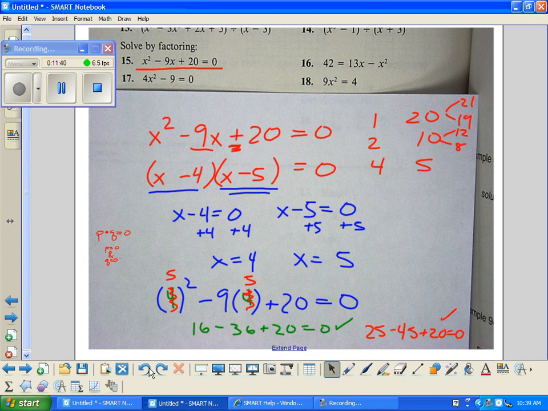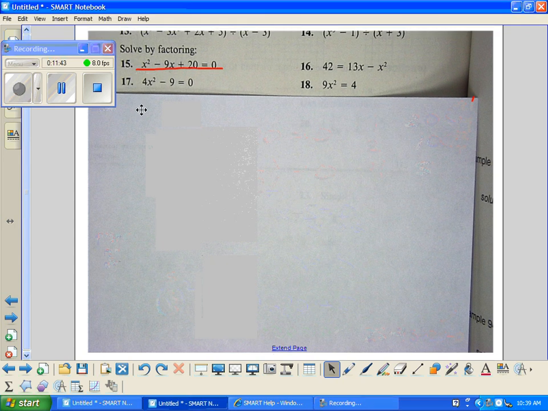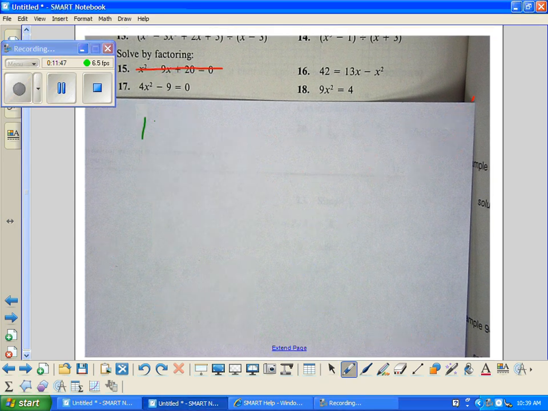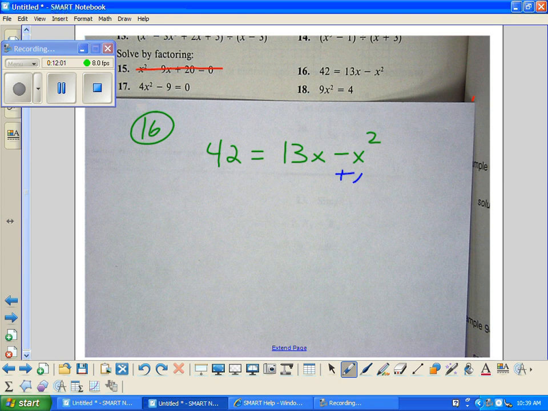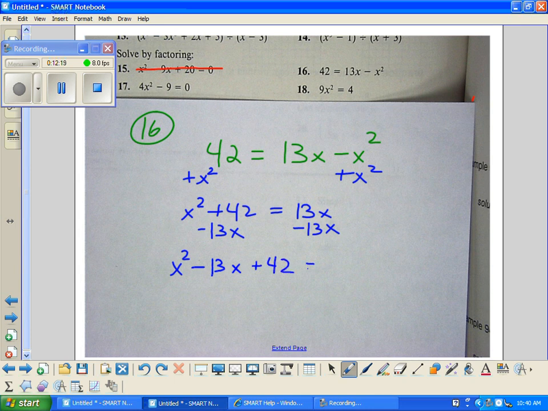We're going to jump to 16. 16 has a problem. For us to solve by factoring, it has to equal 0. And this doesn't. So we've got to get all the terms to one side. And I see a negative x squared. So I want to move x squared to the other side. And if I do it in 2 steps, just to make it a little more clear, I can do this. And then I've got to get the 13x over here too. And I want x squared to be positive, guys. It might have been easier to move the 42, but our goal has to be to have a positive x squared.